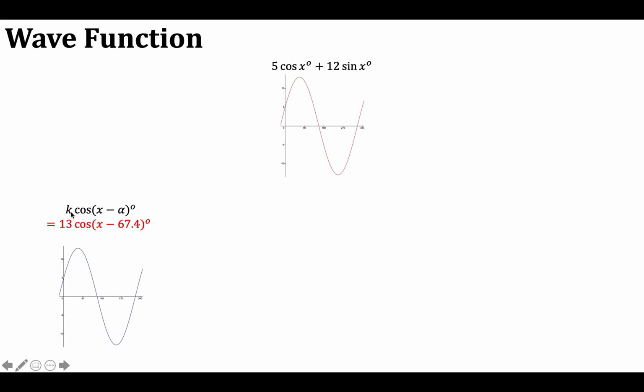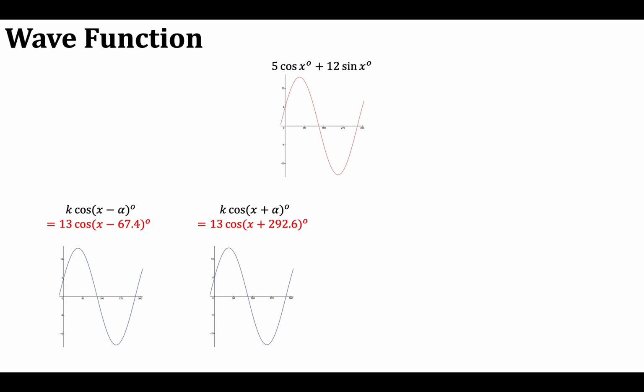Now, we were asked to express it in this form, k cos of x minus alpha. We may have been asked to express it in the form k cos of x plus alpha, in which case we would have had a different phase angle here. That would have given us 13 cos of x plus 292.6, again giving us the same graph.